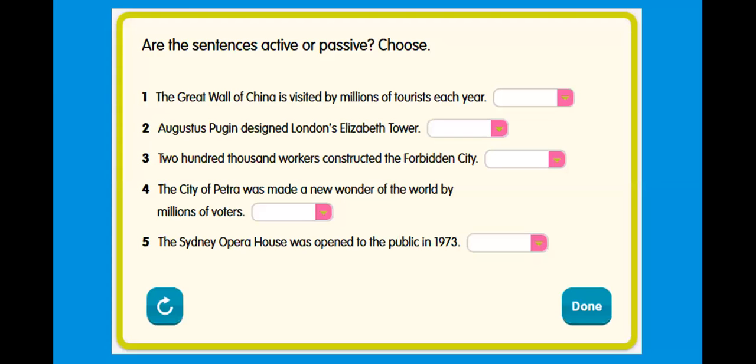That seemed to be kind of easy. That was practice for the structure. Now we have practice for the concept. We have to decide if these sentences are in active voice or passive voice. Before we get to it, remember, in active voice, the subject is the person who does the action.